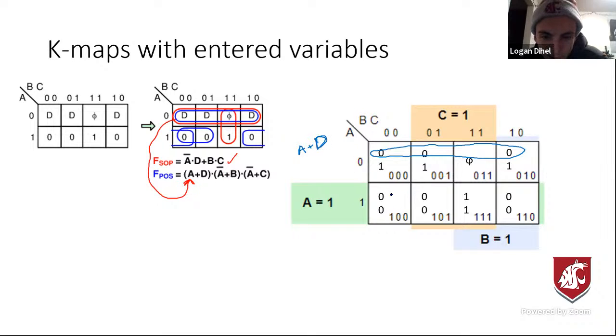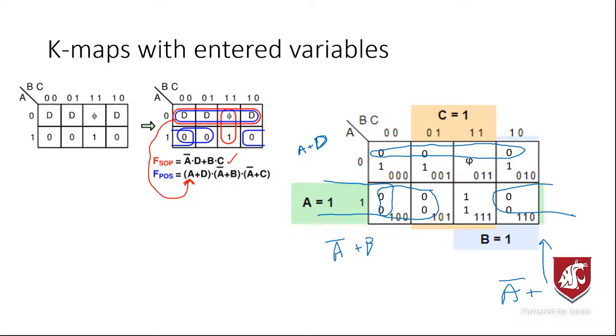Then this next one looks like, so I'd circle all the zeros, and so this would be A bar and, well, or with B on that one, and then this last one you'd wrap around like that. So this one would be the A bar or C.